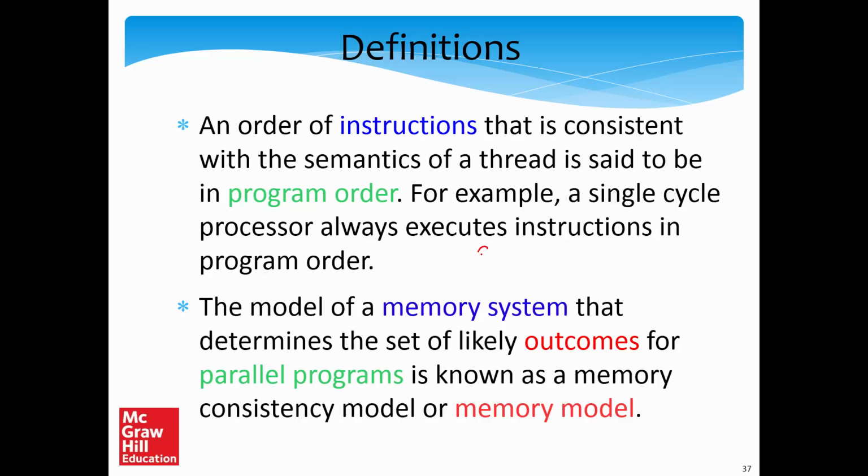Let me explain with an example. Let's say I have an instruction of the form add R1, R2, R3, and then a load. So this is instruction 1 and this is instruction 2. In the program, instruction 1 appears first and instruction 2 appears after it. So any processor executing this simple two instruction program should execute 1 first and then 2, right?